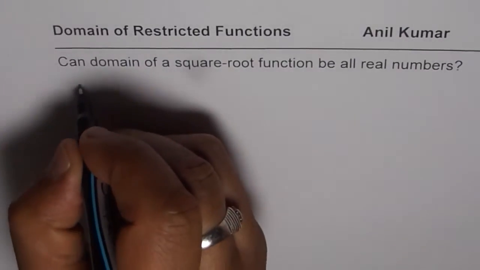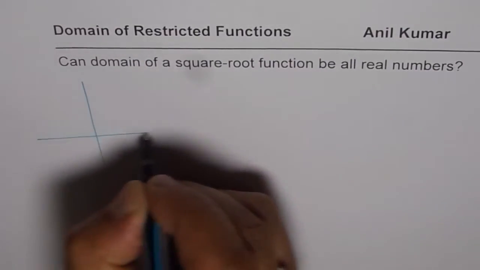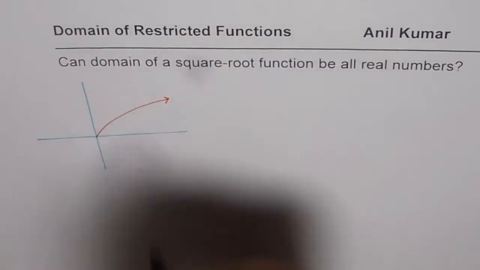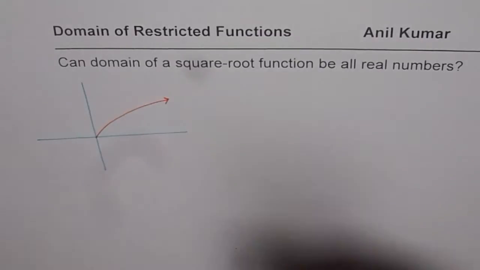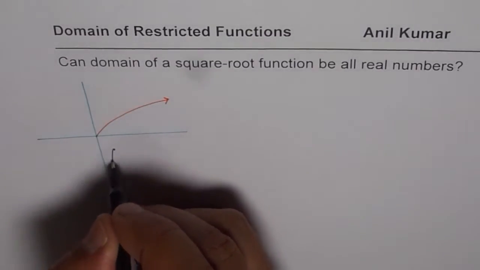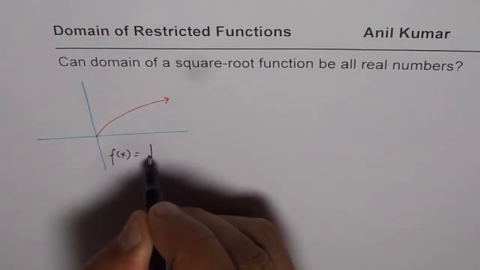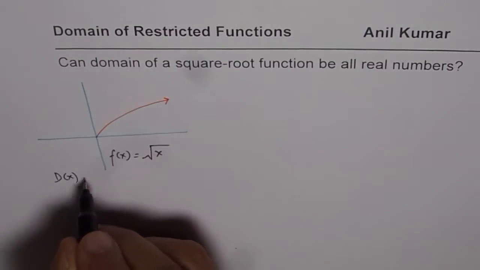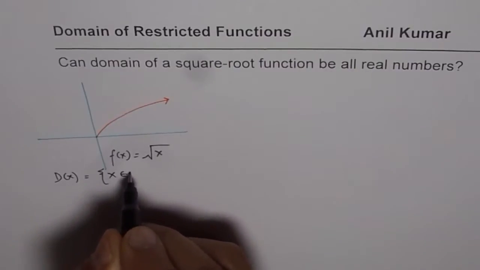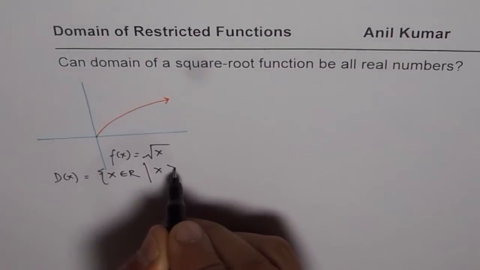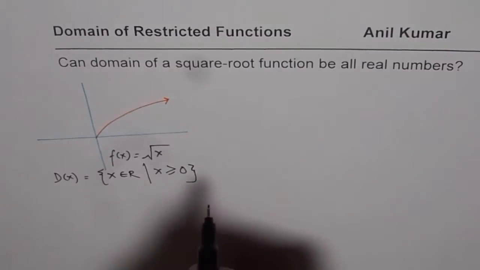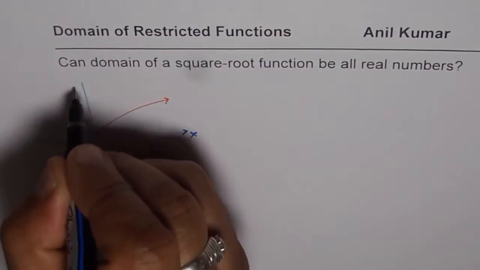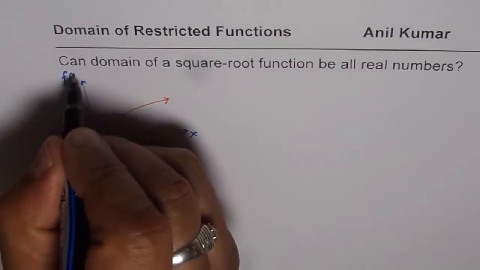Normally, if we have a square root function, then its graph is kind of like this. So that is the square root function, right? We can write this function as f of x equals square root of x. And clearly here the domain of the function is x belongs to real numbers where x is greater than or equal to 0, right? So when we sketch this kind of function, we'll assume this to be x, that is our function f of x, correct?